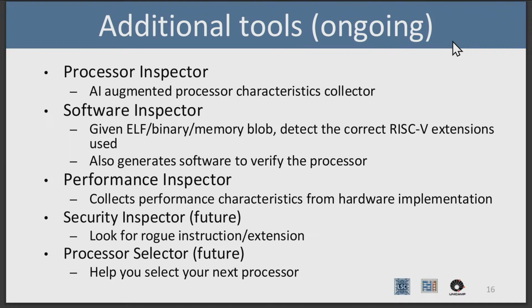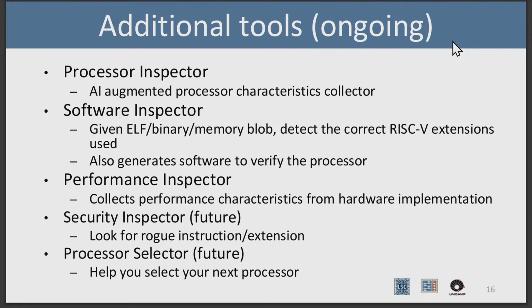We have the software inspector. If you give it an ELF, a binary, or a memory blob, it detects exactly which RISC-V ISA extensions are required to run it. And you can also do the opposite: you can generate random software for you. So we are working in this direction. And if you work with these two together, you can select and know whether the processor supports some of the extensions or not.